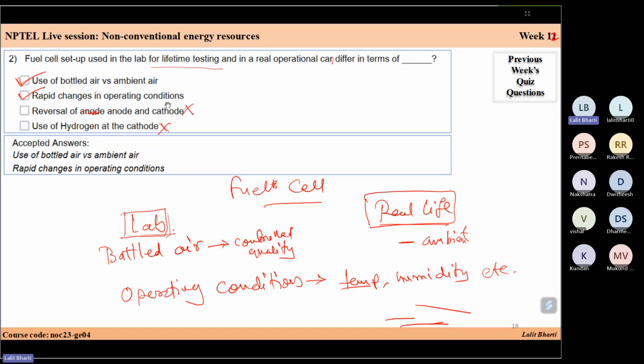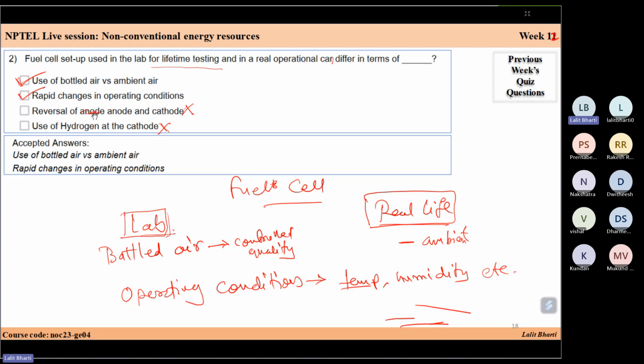Then rapid change in operating conditions. So yes, in the lab, the temperatures and the operating conditions are maintained. Temperatures and humidities, all these things are controlled. But in real life, we will see a drastic change in temperatures and humidity levels from time to time. So these things will impact the efficiency of a fuel cell.